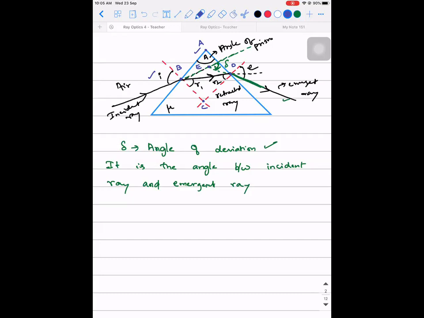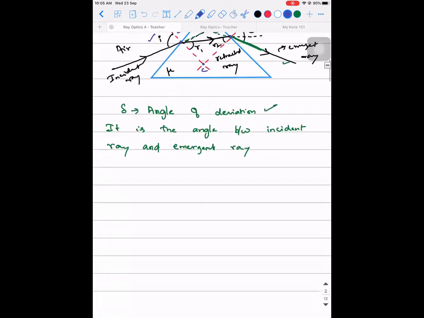So I and A are under your control for sure. But what are all the angles that are easy for you to measure using a simple protractor? You can't calculate R1 and R2, because where are R1 and R2? Inside the prism. We cannot put a protractor inside. But what is outside? I, E, angle of emergence. Okay. So the angle of deviation that we are going to derive will be in terms of I, E, and A. Okay. Because these things we can experimentally do and verify also on a simpler note.